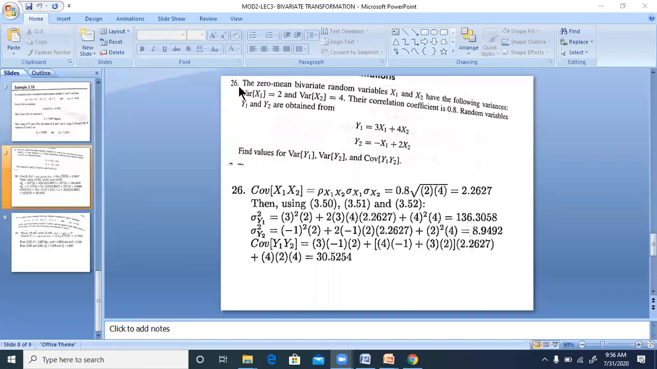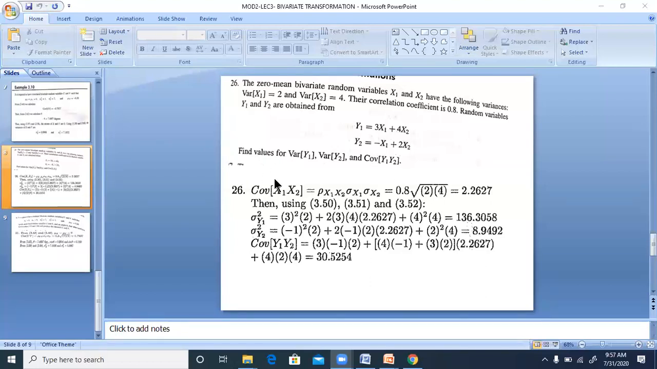So we are taking now the problem number 26 in the unit 2, right? That is the module 2, problem number 26. The zero mean bivariate random variables x1, x2 have the following variances: variance of x1 and variance of x2, then the correlation coefficient of them. Then we have two random variables y1, y2, which are obtained with this formula. We need to find the variance of y1, y2, and the covariance of y1, y2.